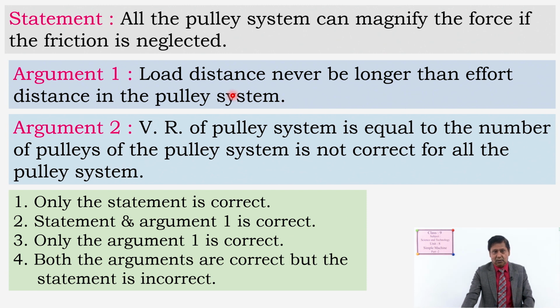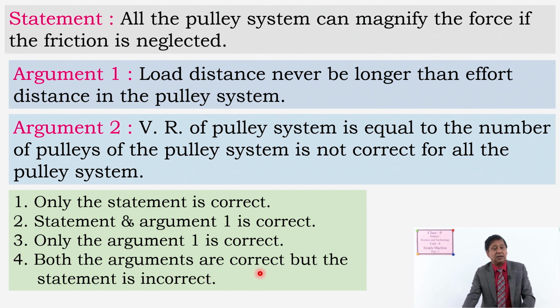What do you think? Is this correct? Yes. Load distance is never longer than effort distance. In a single fixed pulley, load distance is equal to effort distance. In other pulleys, effort distance is longer than load distance. That's why load distance is never longer than effort distance. Number 3 seems to be correct, but it says only argument 1 is correct. What about argument 2? We have to go through option number 4 also.